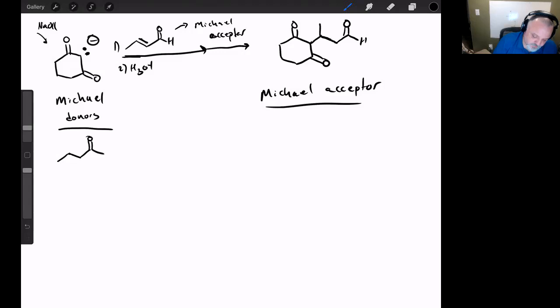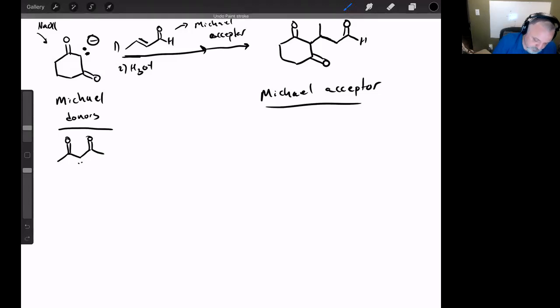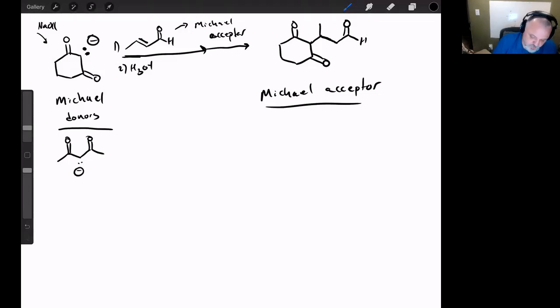Here's one Michael acceptor. I'm going to go ahead and write their enolate forms. We talked about that one. So it could also be acetoacetic ester. It could be malonic ester.